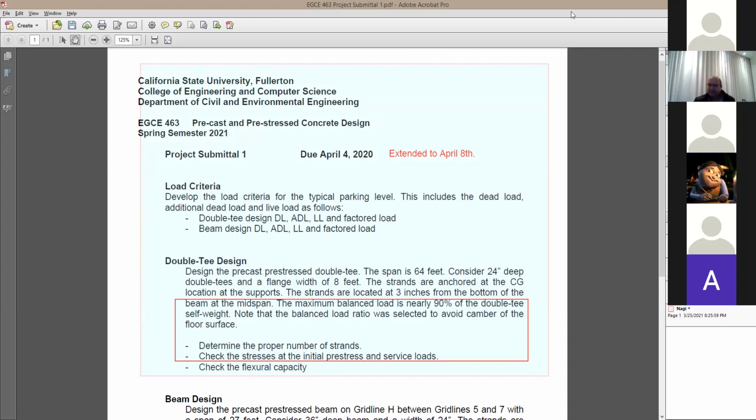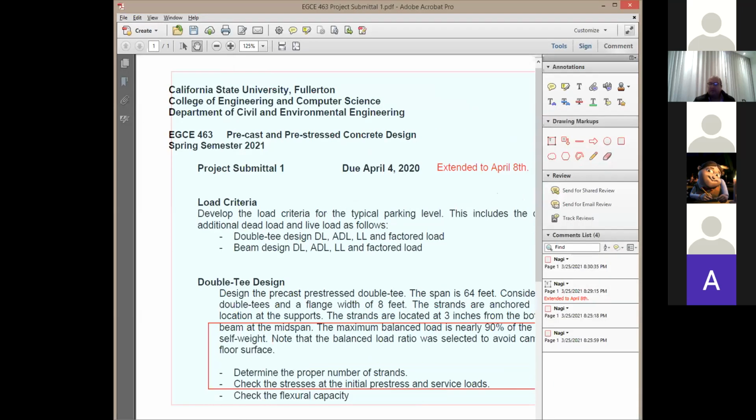Yes, Professor. Is the floor plan available as well for the project? Yes, it's posted there. I can't find it. I just see this part, the project submittal one, but I don't see the other part. I go here to assignments, and then it says project. When it says project, there's a section called criteria. Did you see this criteria thing? Yes, I see it now.